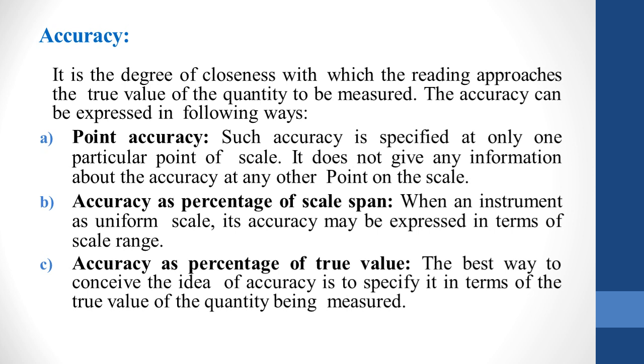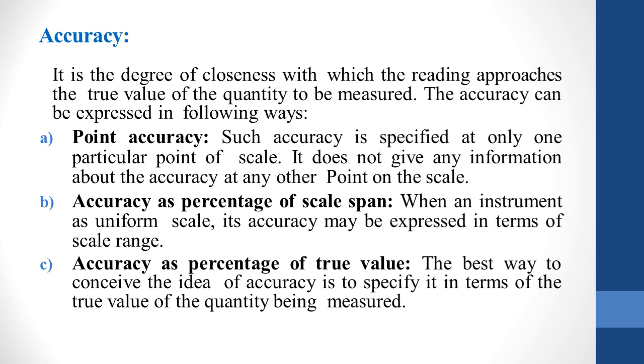The accuracy can be expressed in the following ways. Point accuracy. Such accuracy is specified at only one particular point of scale. It does not give any information about the accuracy at any other point on the scale. It is only at a particular point of scale.